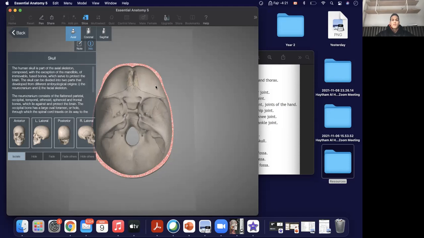Then the middle cranial fossa. The anterior cranial fossa is the shallowest, and the middle cranial fossa is a little bit deeper. We can see that the posterior border of the anterior cranial fossa is the anterior border of the middle cranial fossa. Here we have mainly bones such as the sphenoid. We have the greater wings of the sphenoid bone, the petrous part of the temporal bone, and the squamous part of the temporal bone.